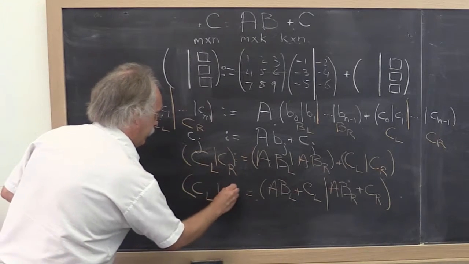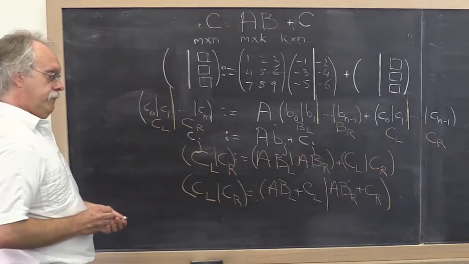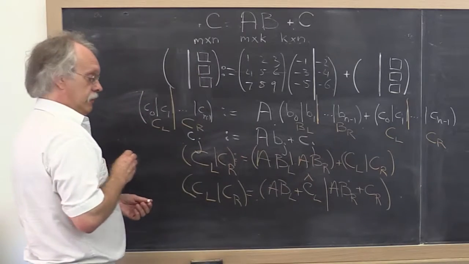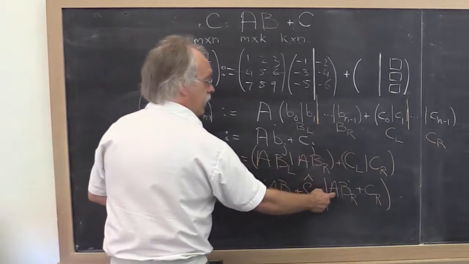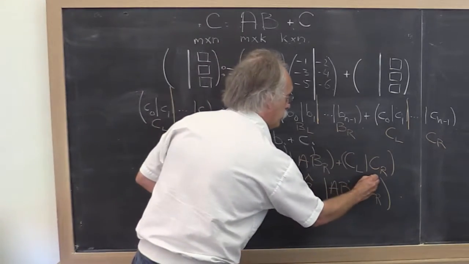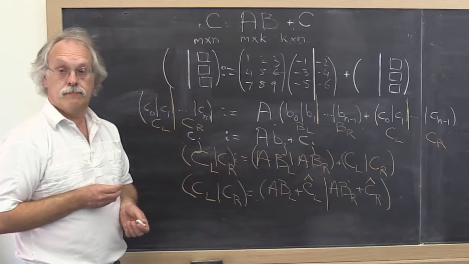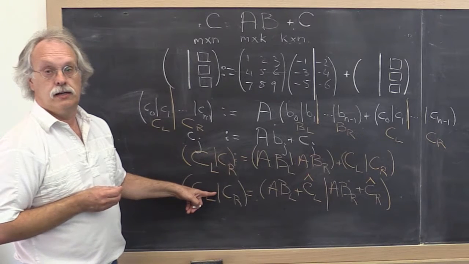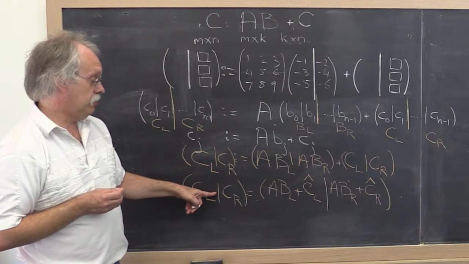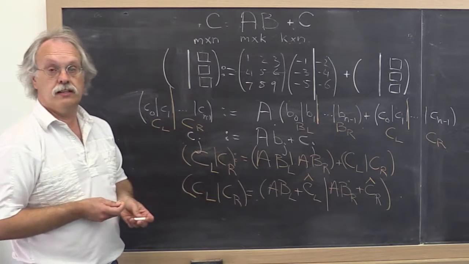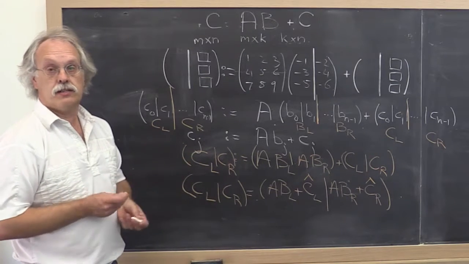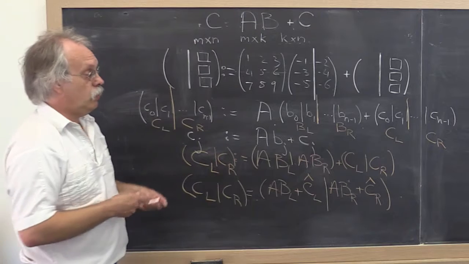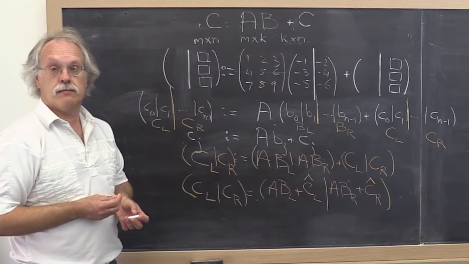So when we're all done, what should be in C left? A times the left part of B plus the original contents of C left. And what should be in C right? A times the right part of B plus the original contents of C right. And there we have our partitioned matrix expression. Once we have a partitioned matrix expression, we can say, what are the loop invariants? And once we have the loop invariants, we can derive algorithms. So why don't you go ahead and derive some algorithms for this particular case.